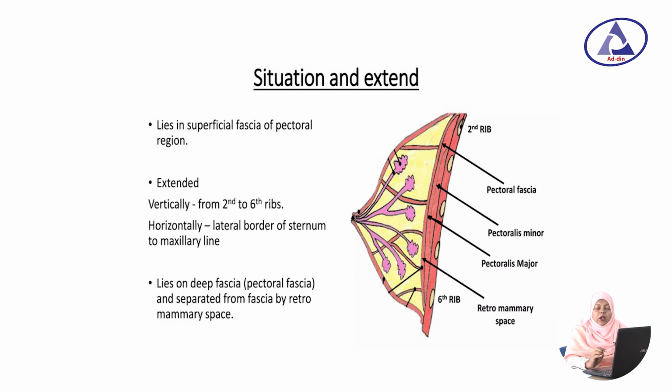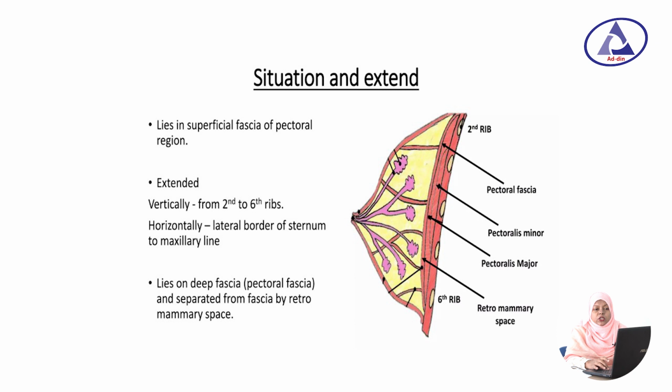Now, what did we say is the name of the deep fascia? The deep fascia is the pectoral fascia. So, in between the superficial fascia of the breast and the pectoral fascia, there is a space that is called retromammary space. I will explain again: in between the superficial fascia of the breast and the pectoral fascia there will be a space, which we call the retromammary space.